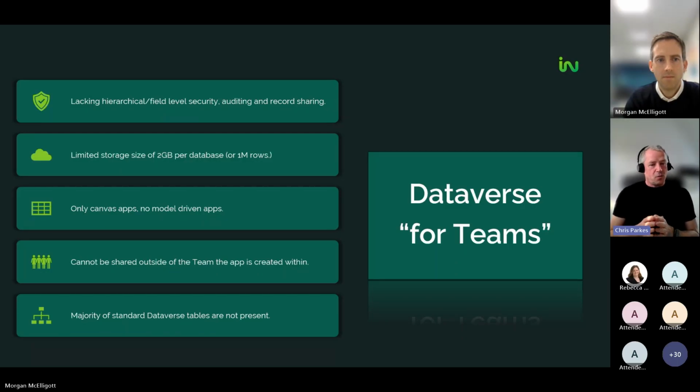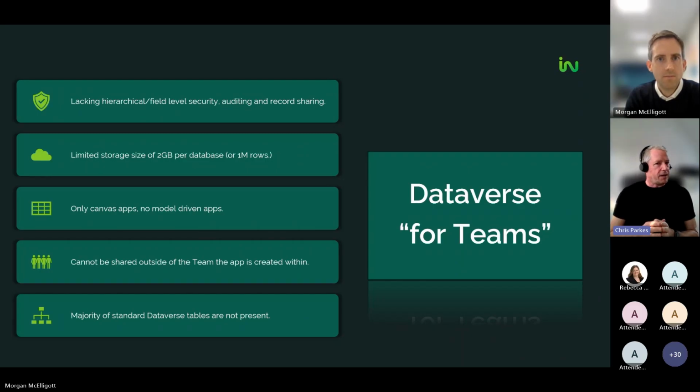If you go beyond 1 million rows, there's kind of a SharePoint list limitation there as well, I think, or you go beyond 2 gig of database size in Dataverse for Teams, then you've gone beyond the scope of what's available. So when you say it starts to run out of road as you get larger, more data, that's all in there. Something that's really key there: you can only create canvas apps in Dataverse for Teams.